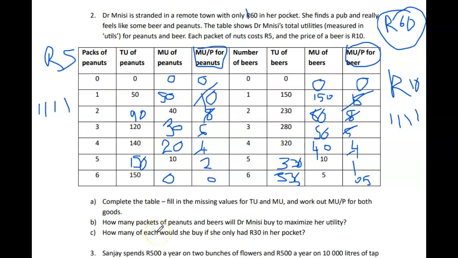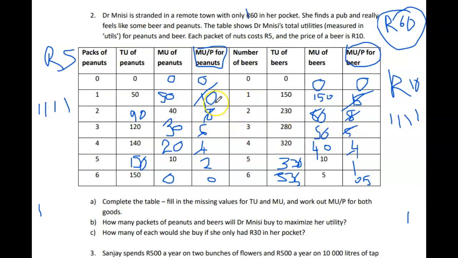Now the next one, how many of each would she buy if she only had 30 in her pocket? So if you think about it, let's say 30 in the pocket. If you're going to pick the highest one, it's going to be this first, right? So let's pick another set over here. We only have 30 rand, so the highest is going to be this one. So you pick 1 beer, then we're going to pick 1 peanut. So already that's 10 rand, that's 15 rand. So we've got 15 rand left.